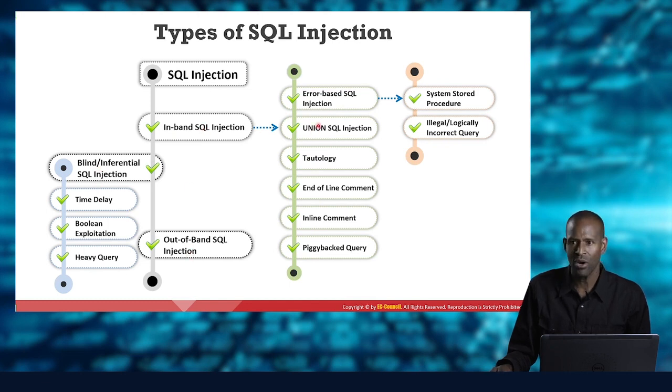Some of the in-band types are error-based, union, and tautologies. Tautology is one of my favorites. It's just like 1 equals 1. I'll tell you how that works in just a little while.